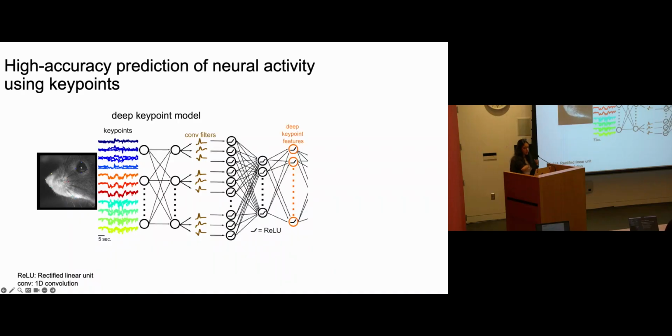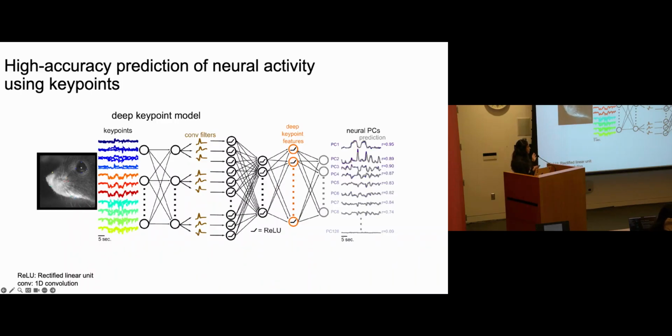Then, to further push the boundary of how much activity we can explain from behavior, we added nonlinearities to the model and also a couple of hidden layers, hoping to get a low-dimensional representation, which can then be projected back onto or predict our neural PCs, our prediction output. In this case, we're using PCs because if you have a large data set; if you have fewer than 200 or so neurons, you can just predict the single neuron activity itself.